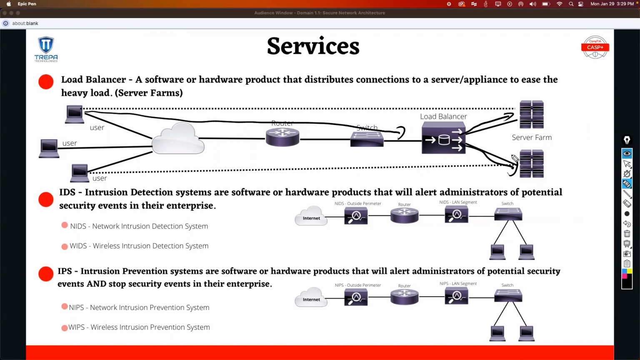So what does this load balancer provide us? Well, one, it's going to provide us with what? Redundancy.